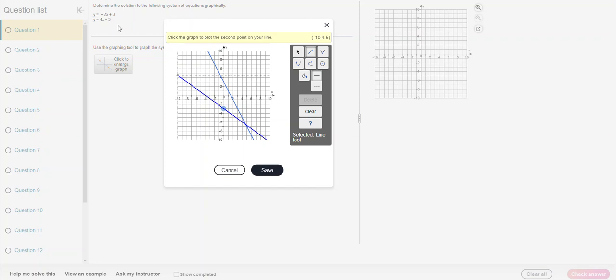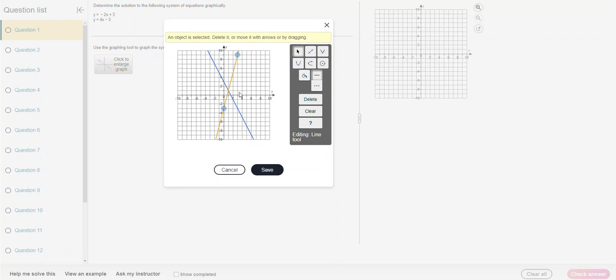12 minus 3 is 9. So my other point is going to be, what did I say? 3, 9. So when x is 3, my y value is 9. That's about here. So click on the little box right here. Now you've graphed your line.